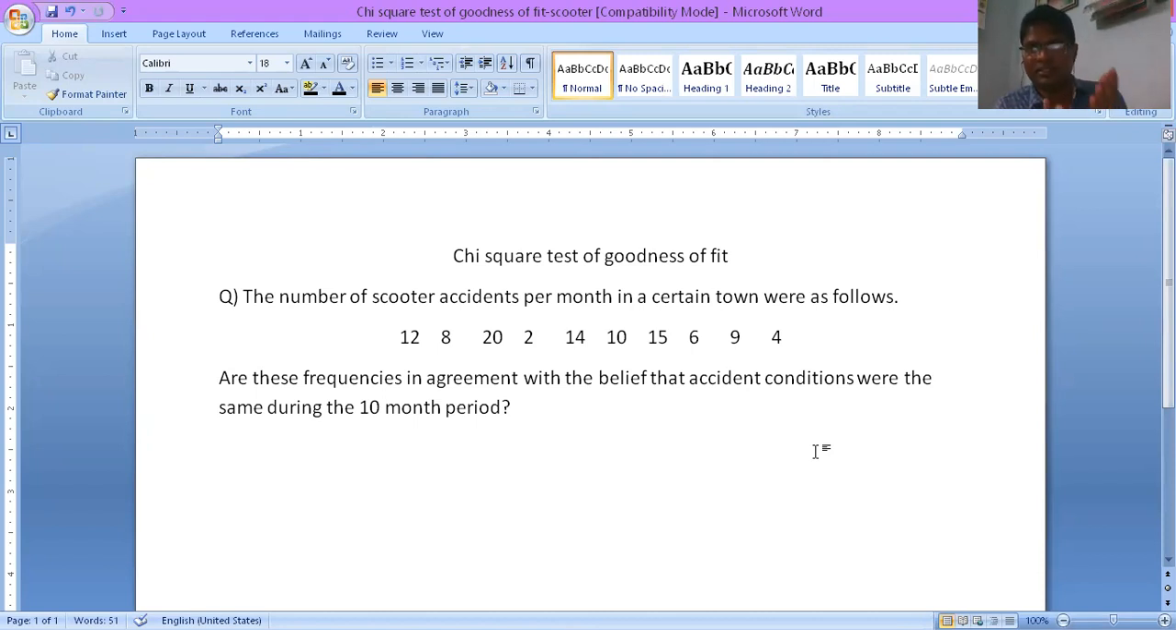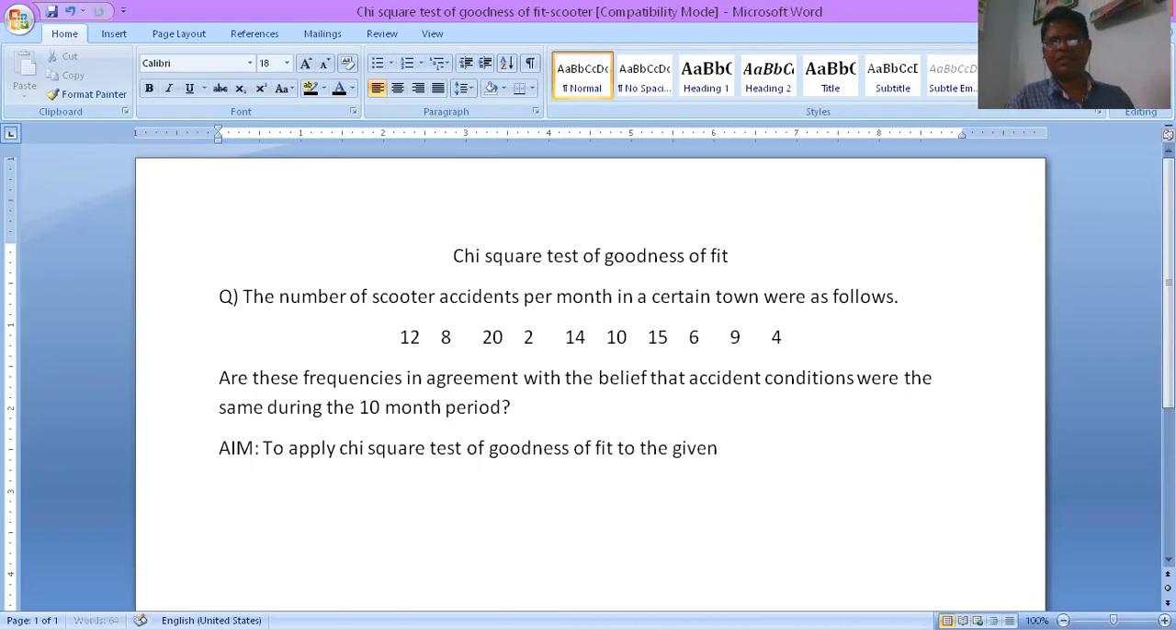Let us check whether, when we apply the chi-square test, what the result could be. Start with the aim: to apply the chi-square test of goodness of fit to the given problem. That is the aim. Next, method and formulae.